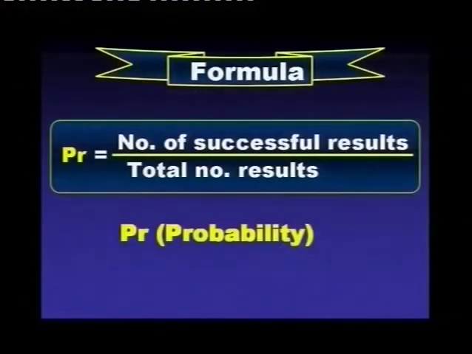To sum up the lesson, the formula for finding probability is given on the screen. That is the formula that you can use to find the probabilities. PR stands for probabilities. So if you see that initial, PR, it simply refers to probabilities. Probability is calculated as number of successful results over total number of results.